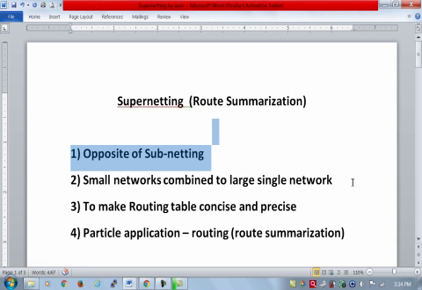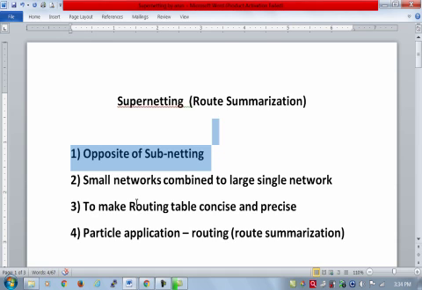Now the purpose, and again this is very important, because this is where people sometimes get confused. Why is this needed? You say that supernetting and subnetting are two different things, and supernetting means that small networks are clubbed into one single network. The main thing is that it is done to make my routing table concise and precise, or in simple terms, to make my routing table smaller.